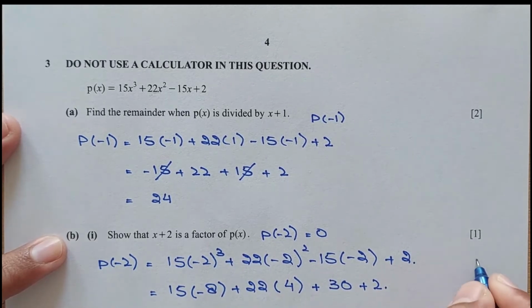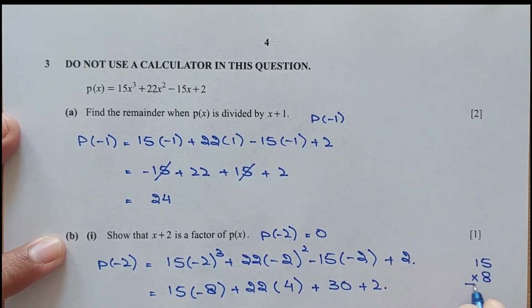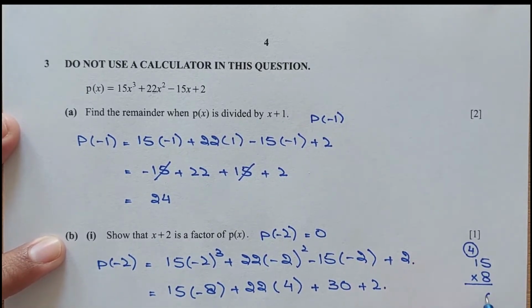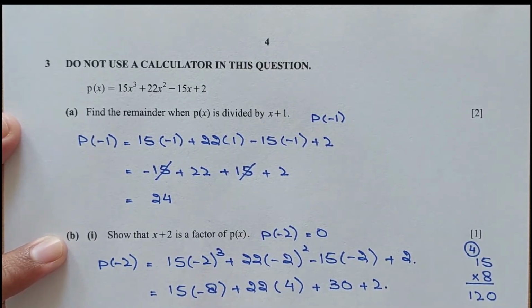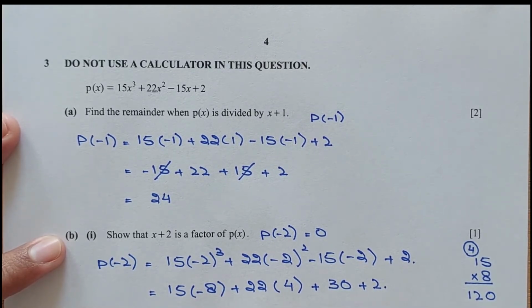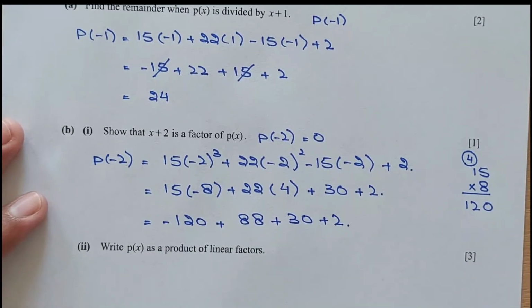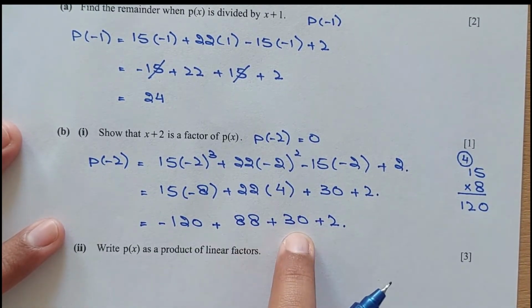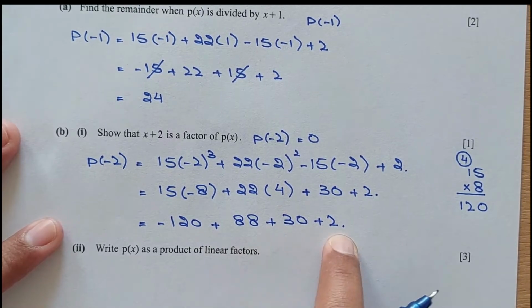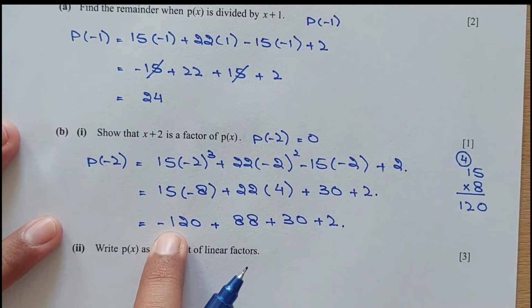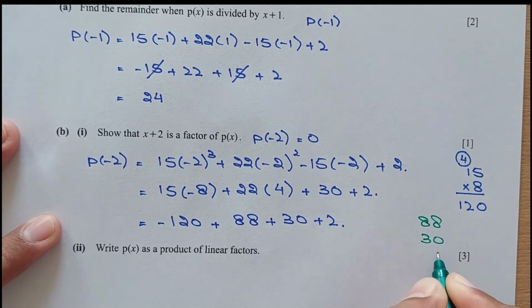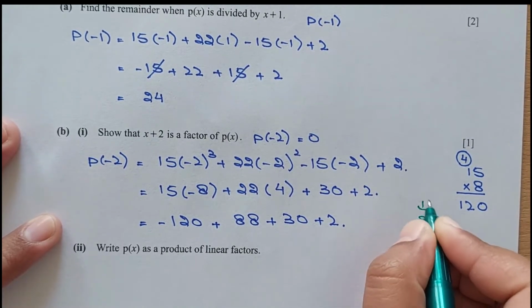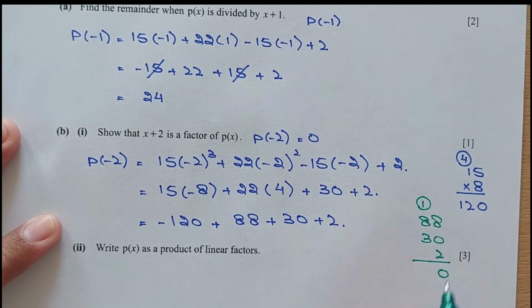Okay, so 15 times 8: 5 times 8 is 40, 8 times 1 is 8, and so on, giving 120, so minus 120. 22 times 4 is 88, plus 30 plus 2, right? So let's see, is it equal to 0? Let me add 88, 30 and 2 first, and then subtract 120. 88 plus 30 plus 2 is 120.